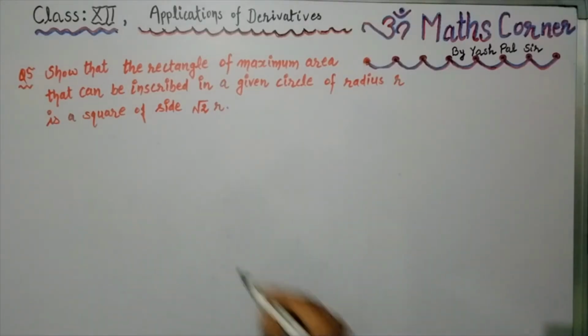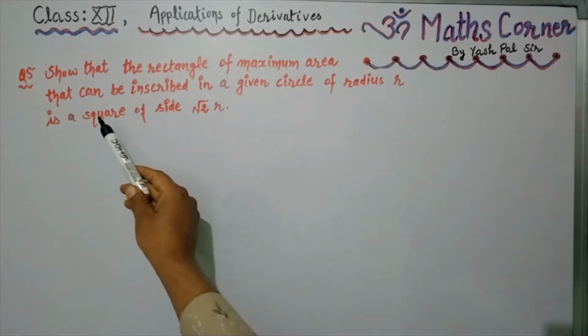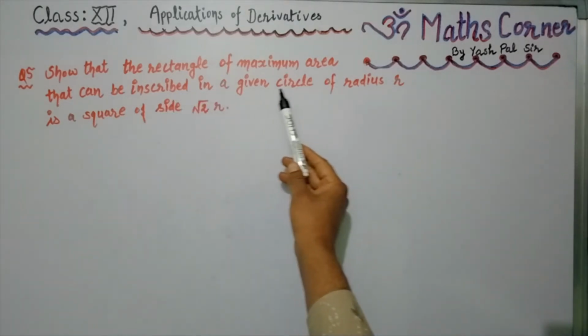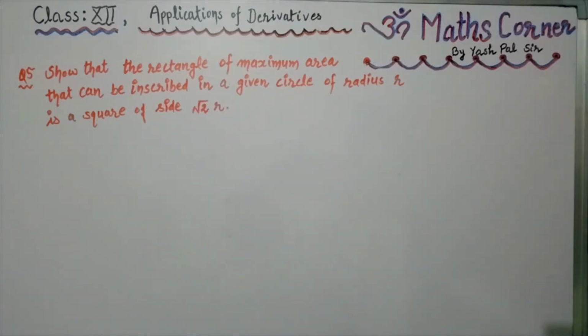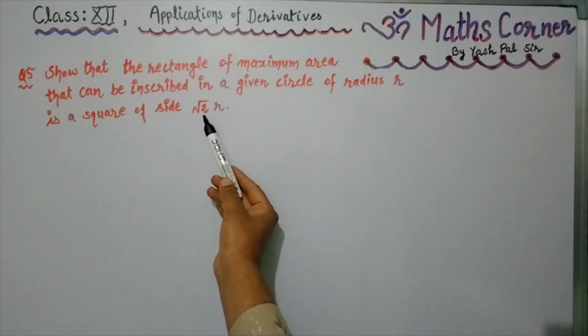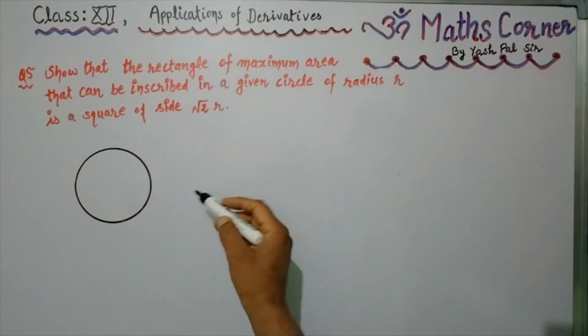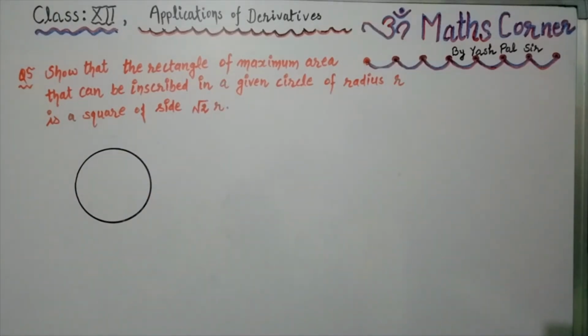So this was our question number 4. Now question number 5 is, show that the rectangle of maximum area that can be inscribed in a given circle of radius r is a square of side square root 2r.